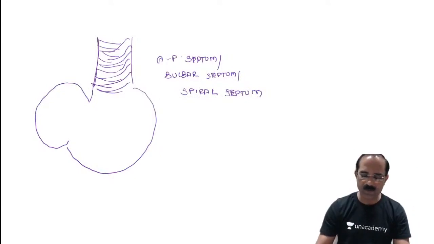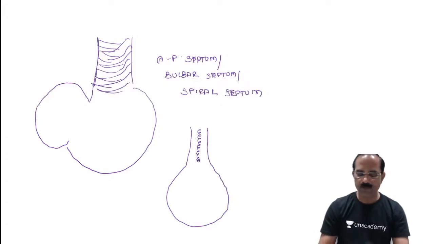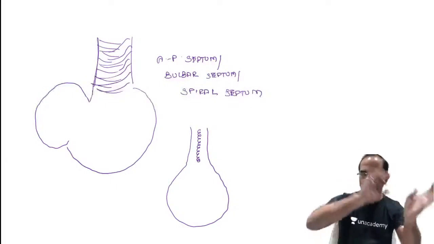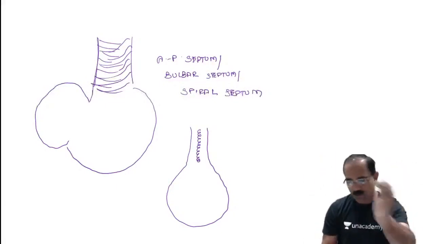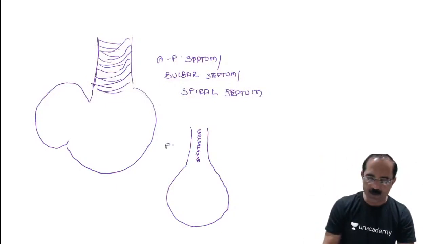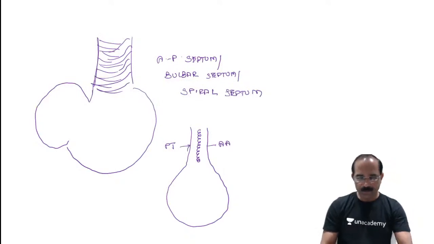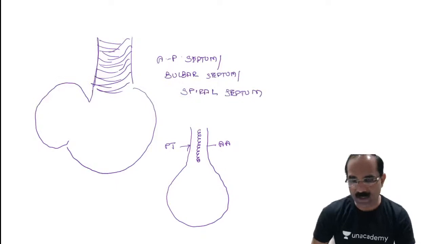This is a side view. This is a view from the front. You are looking from the front. So this septum which is formed here divides this truncus arteriosus into two big blood vessels. What are these two big blood vessels? One is the pulmonary trunk and the other one is the ascending aorta. Pulmonary trunk and ascending aorta.